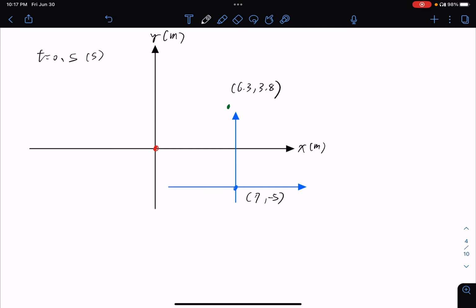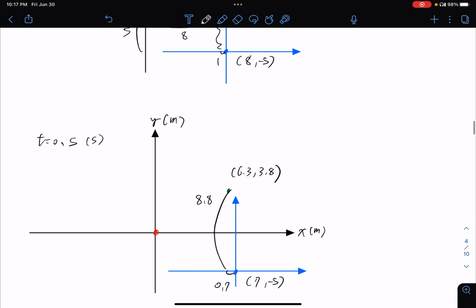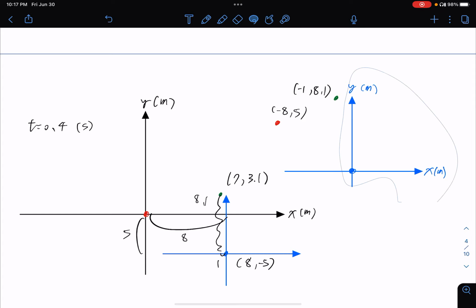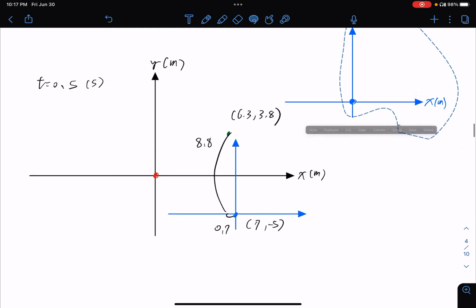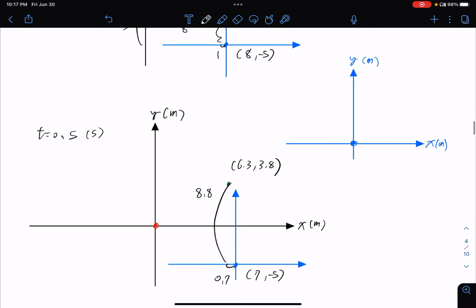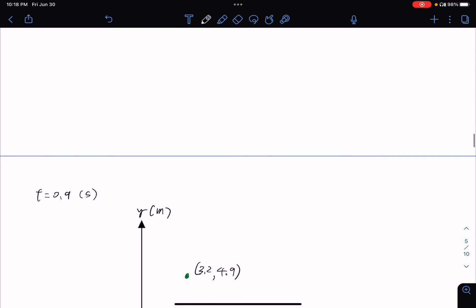Next we have here. We have 7 to 6.3 is 0.7. Minus 5 to 3.8 is 8.8. So you have the green dot at negative 0.7, because the green dot is again to the left of the blue dot, and 8.8. And the red dot is 7 and 5, so it is at minus 7 and 5. Good.